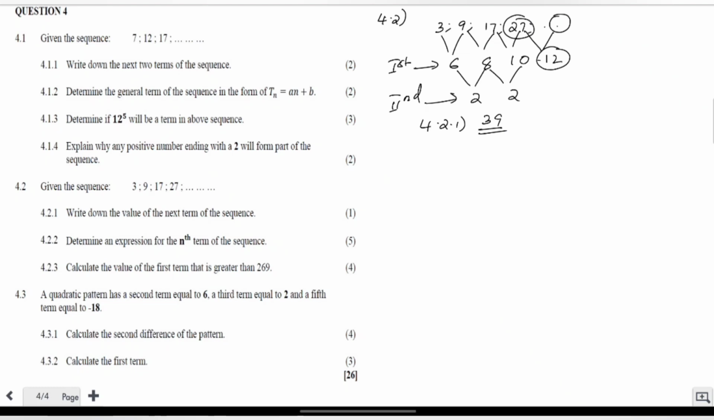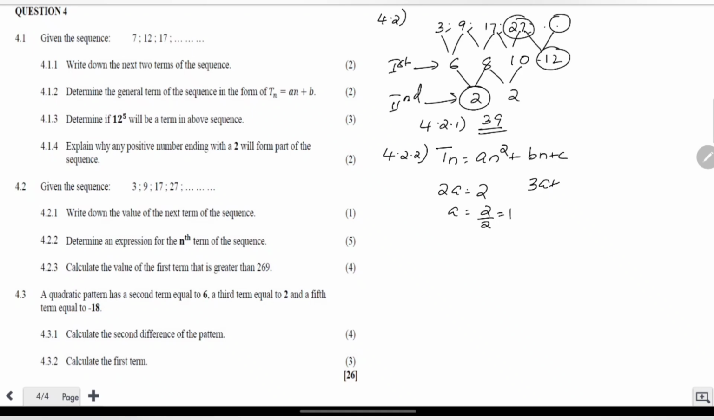Okay. Now the next question is determine the expression for the nth term, 4.2.2. Because it's a quadratic pattern, the formula is Tn is equal to an square plus bn plus c. So what is a, guys? 2a is equal to the second difference, that is 2. Same like the example that I showed you. a is equal to 2 divided by 2, the answer is 1. So I got the value of a. Then how do I find the value of b?